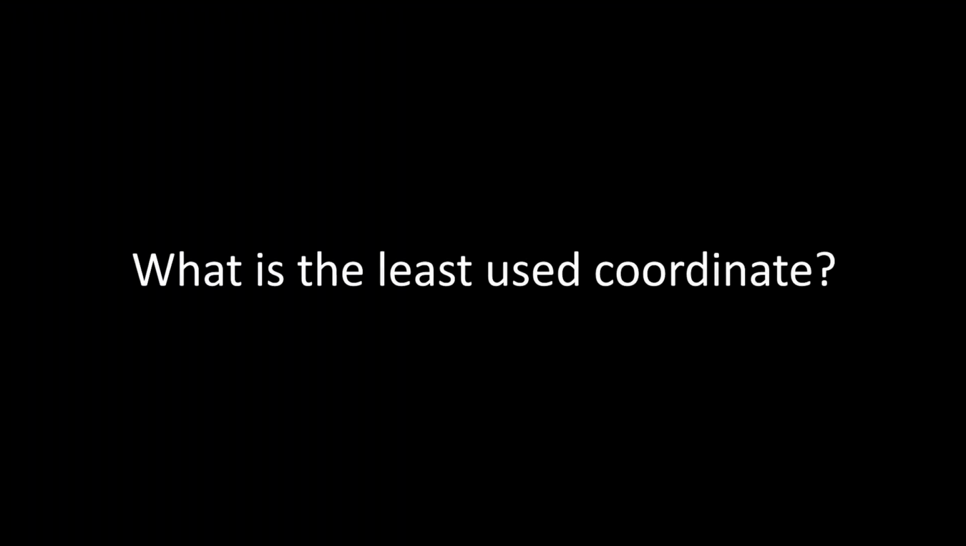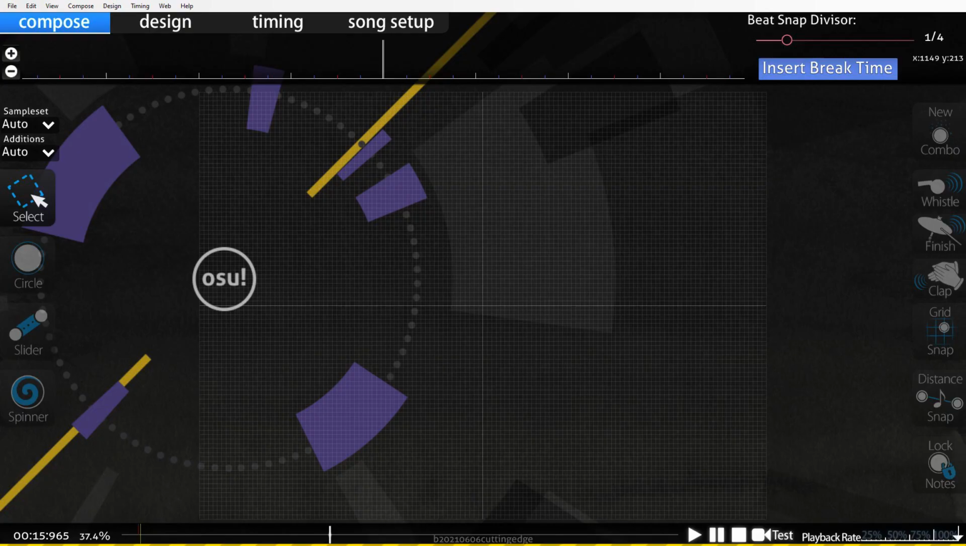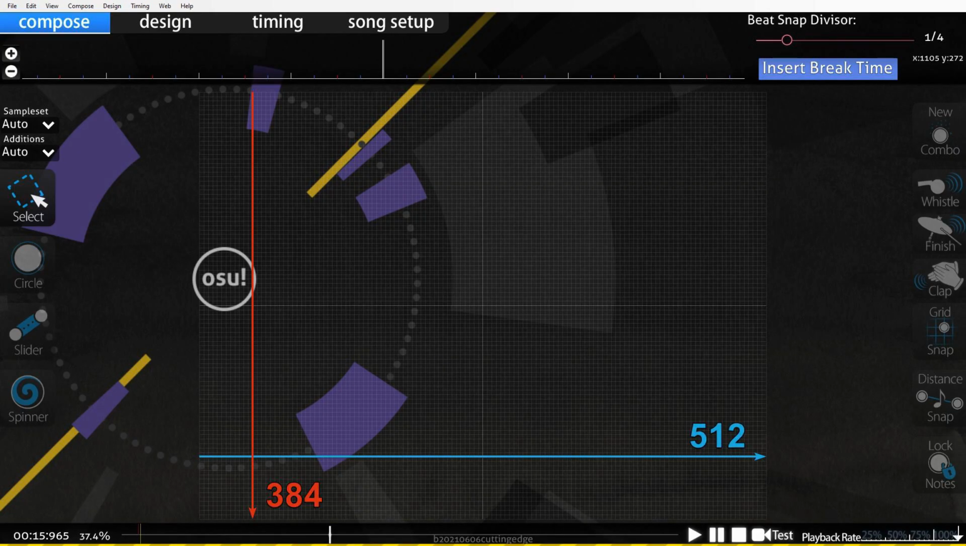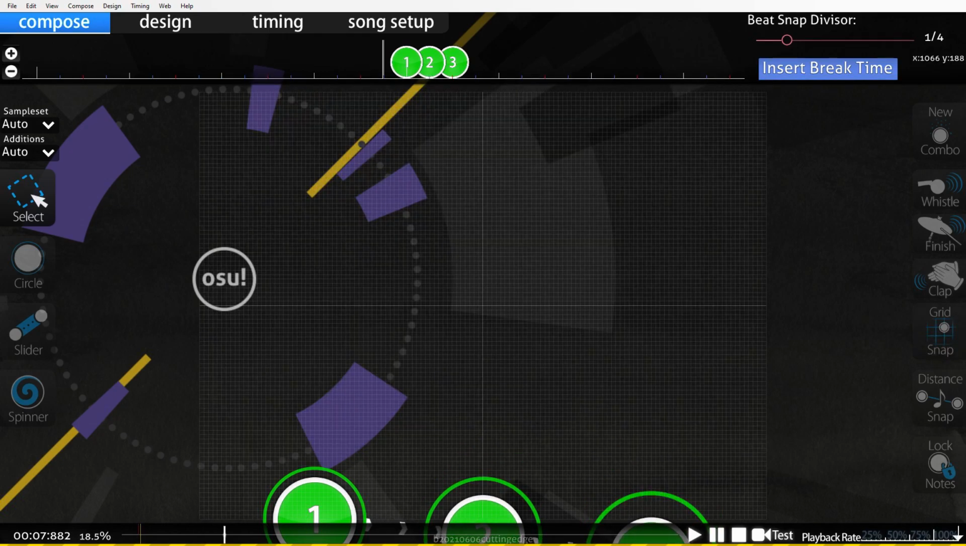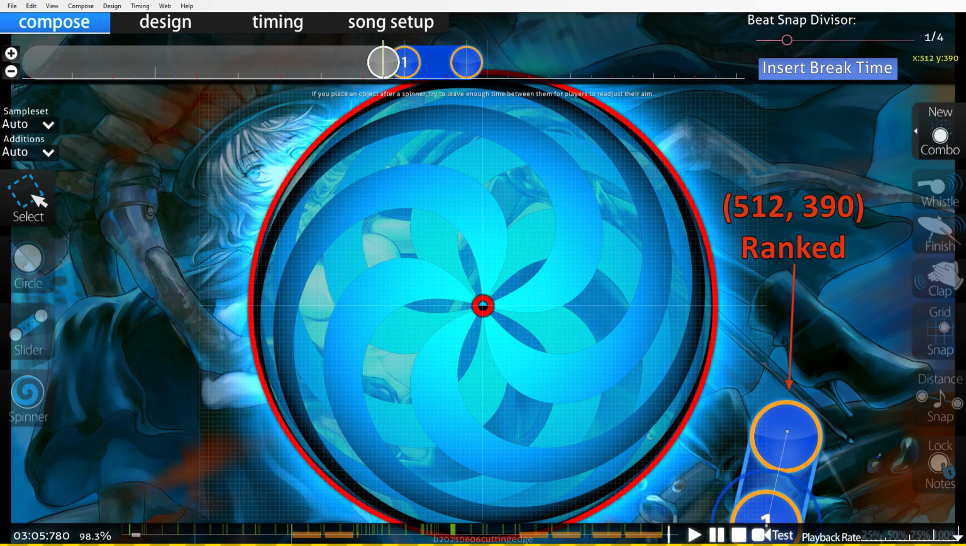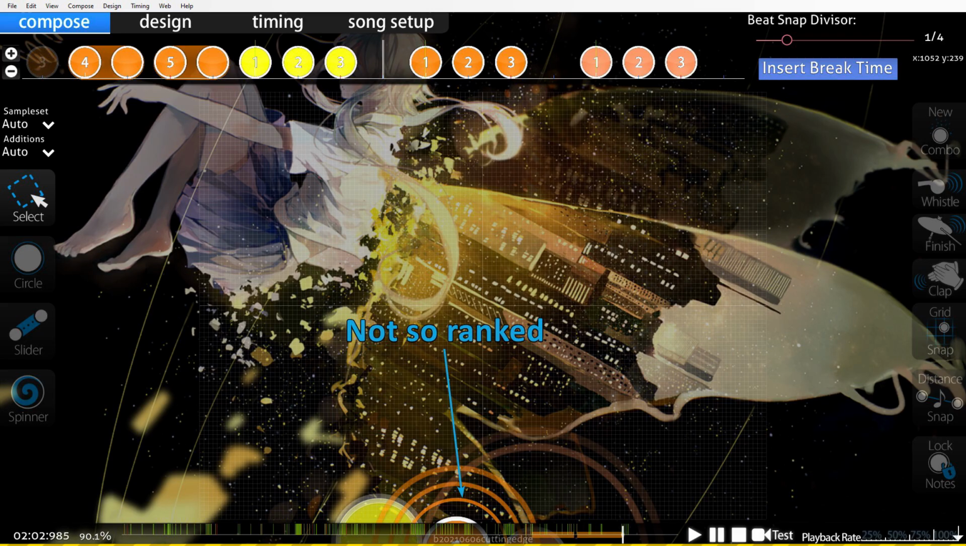Looking at the other end of the spectrum, for the least used coordinates, this was a little trickier. Normally, the playfield grid is 512 units across by 384 units high. However, by editing the .osu file, you're able to place objects below Y384, and they'll be loaded into the game as you would expect. This is in fact rankable, as long as the object doesn't actually get rendered off screen, even though you're not really supposed to do this.